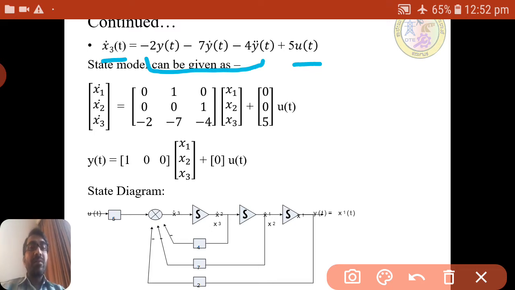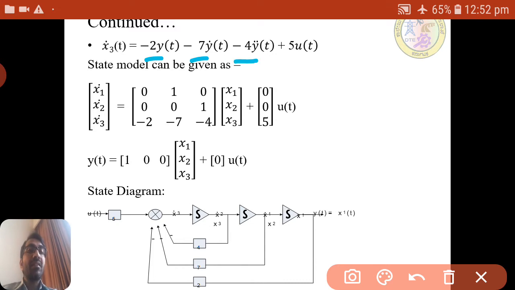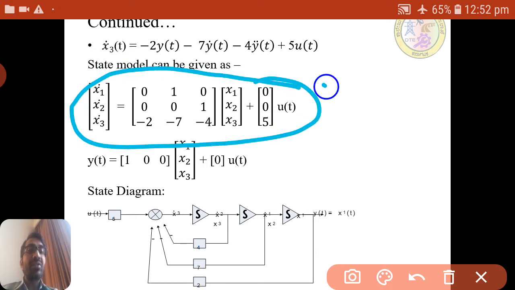Now, if we write the three equations we got in matrix form, it will be x1 dot, x2 dot, x3 dot is equal to the coefficients: the first equation 0 1 0, the second equation 0 0 1, and the third equation minus 2 minus 7 minus 4, multiplied by x1, x2, x3, which is x of t. For the input function, the first two equations have 0 into u of t, so 0 0, and the last one is 5. So this will be the state model for the state equation.